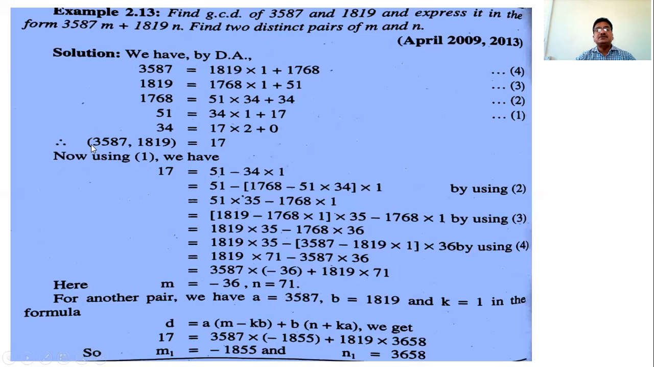Instead of this, write that the greatest common divisor of 3587 and 1819 is 17. The last non-zero remainder is the greatest common divisor. In every example, the last remainder is 0, and the second last non-zero remainder is the greatest common divisor of the given two numbers. So this is a very simple procedure to find the greatest common divisor of two numbers, called the greatest common divisor using the Euclidean algorithm. Then we have to express this 17.